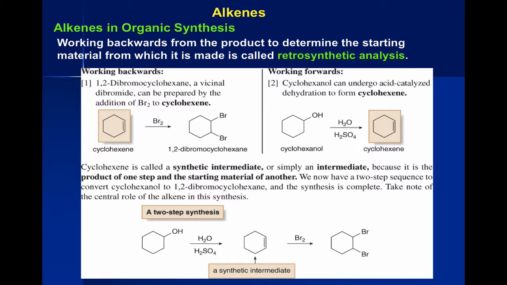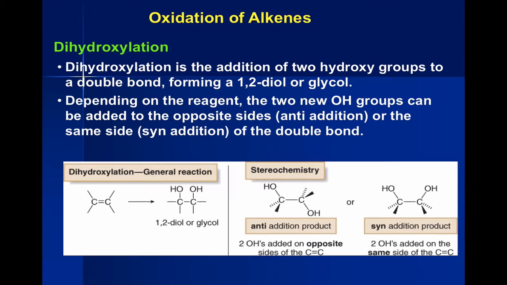Okay, so again, working backwards, we need cyclohexene, and we need cyclohexene from cyclohexanol, so the forward synthesis would just be a two-step synthesis. We would take the cyclohexanol, sulfuric acid, we would make cyclohexene as a synthetic intermediate, which we would isolate, and then we would drip in bromine and we would get the dihalide that we need. And of course, these would have the anti-configuration, around the bromines would be trans to one another.